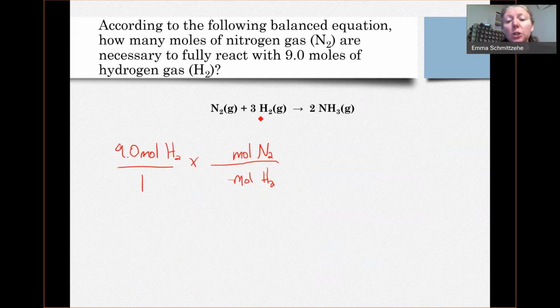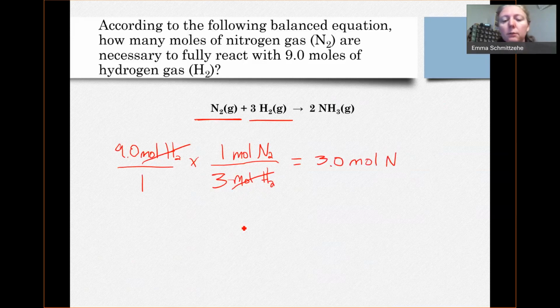So from my balanced equation, N2 has no coefficient written, meaning it's a 1. So I put a 1 there. And then H2 has a stoichiometric coefficient of 3, so I put a 3 there. And so my moles of H2 is going to cancel, and that's going to tell me how many moles of nitrogen gas I would need to fully react with 9 moles of hydrogen gas. And so that gives me 3.0 moles of N2. Okay, it's 2 sig figs because our starting value is 2 sig figs. The mole to mole ratio is exact, so that doesn't limit it. And so that is my answer.